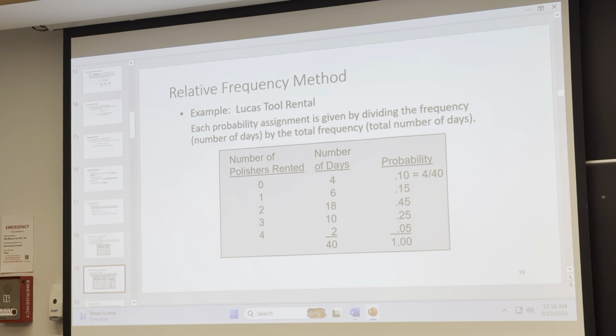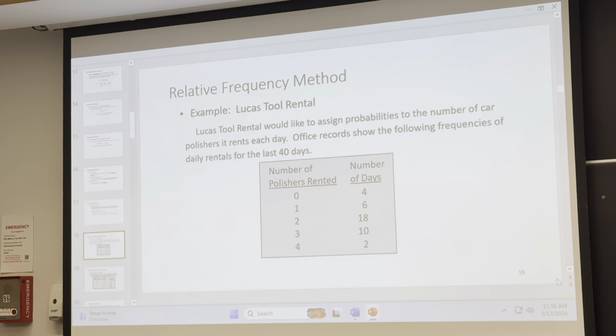Now, relative frequency method. Over here, what you do is look at the historical data. Here I'm just giving you an example. Number of polishers rented: 0, 1, 2, 3, 4, and this is your historical data. Of all the days, 4 days you rented 0, 6 days you rented 1, 18 days you rented 2, 10 days you rented 3, and 2 days you rented 4. You collected data for the last 40 days.